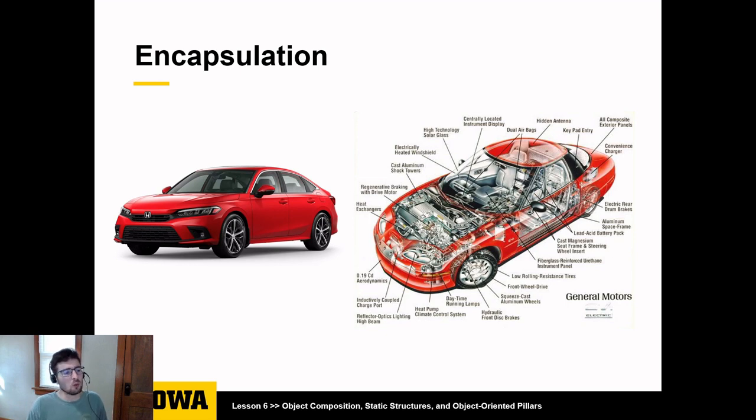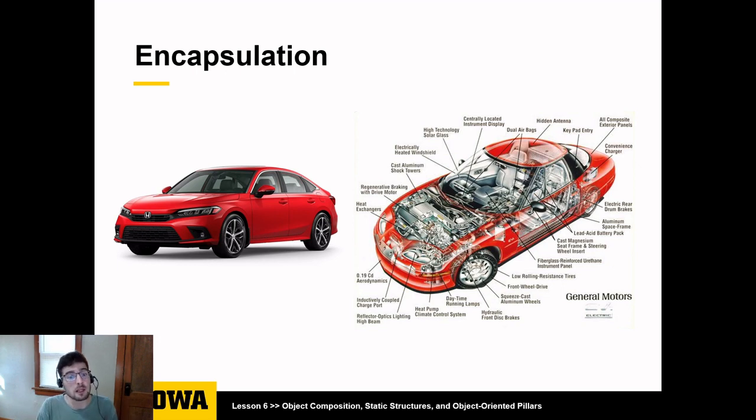When I think about cars, I think about them very superficially. I think about what color are they? How do they look? What year are they? How many miles do they get per gallon, right? So I think about these superficial attributes of a car. And what I never think about is this. All of this junk under the hood, cast aluminum shock towers, heat pump climate control system, heat exchangers, right? I don't think about these things when I think about a car.